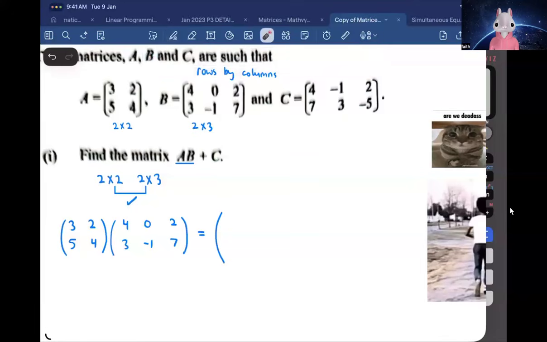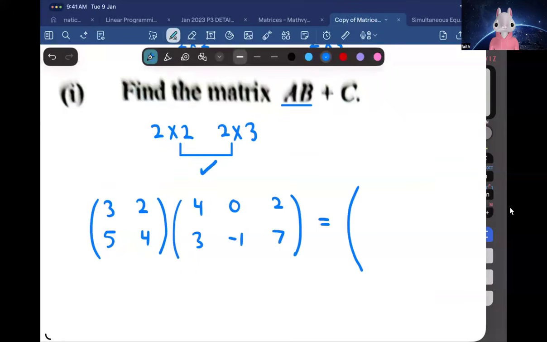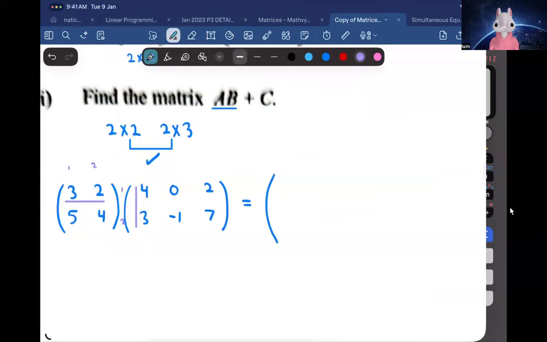So if you look at this, you can see that the first row is 3, 2, and the first column here is 4, 3. So the first element is 3, second one is 2, first one here is 4, second one is 3. So we're going to multiply based on correspondence. I'll start you off. 3 by 4 plus what? Plus 2 by 3. Okay, so we just multiplied 3 and 2 by 4 and 3. So work it out over here now.